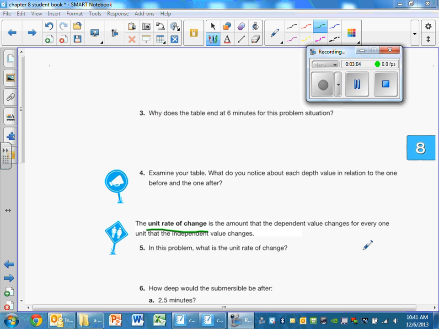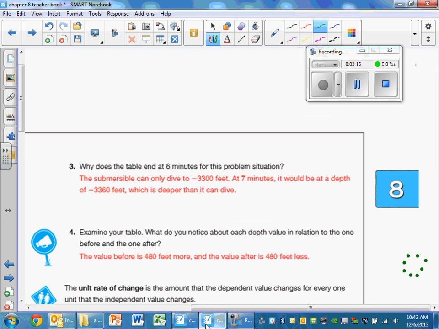All right, the unit rate of change is the amount that the value changes for every 1 unit that the independent value changes. So the unit rate of change, we're going to talk about that, and I want to make sure we have the answers here, 3 and 4. It cannot go 7 minutes because it would be too deep, and then the number before is 480 feet more, and the number after is 480 feet less.